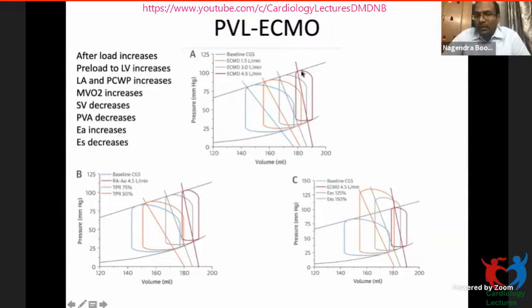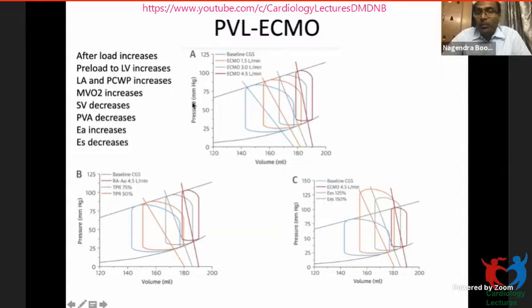Why? Afterload increases. So to conclude this ECMO related pressure volume loop, ECMO increases the afterload. It may increase the preload, leading to increase in LA pressure and PCWP. Because of afterload increase, it increases the MVO2. Stroke volume actually decreases. When you compare the width of this curve to the width of this curve, the pulmonary vascular resistance may also increase because of rise in PCWP.